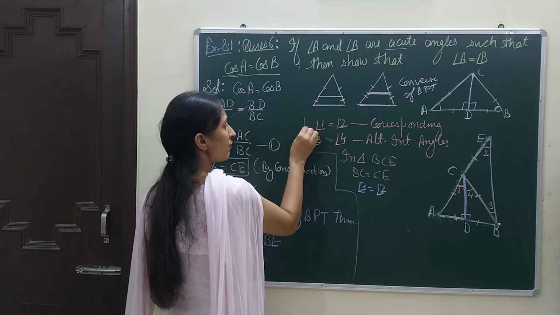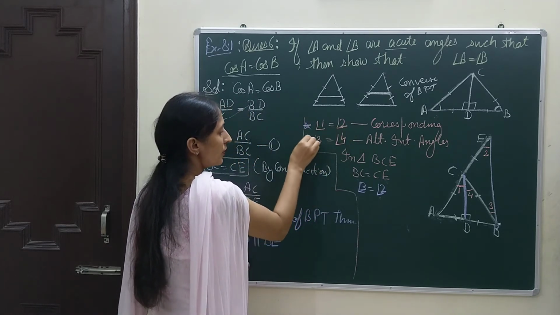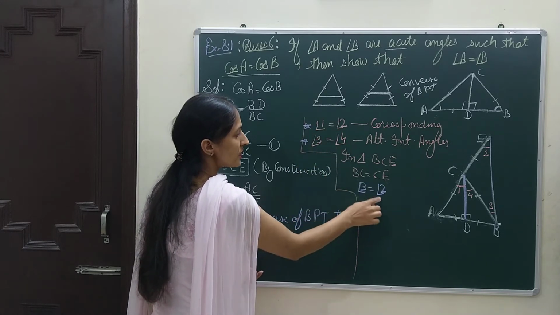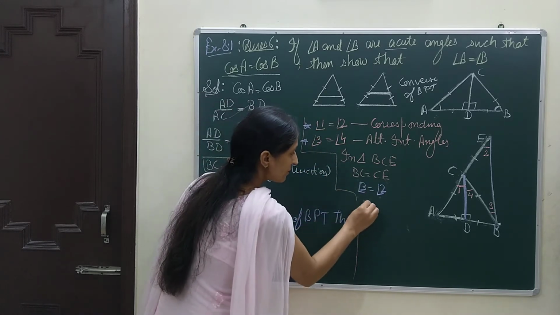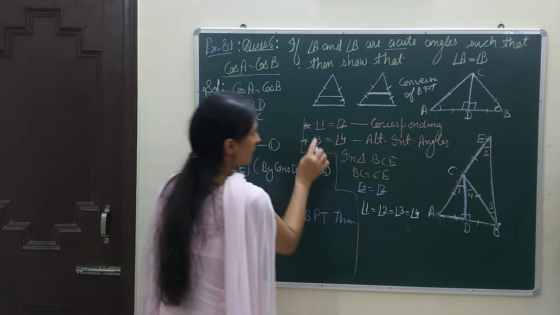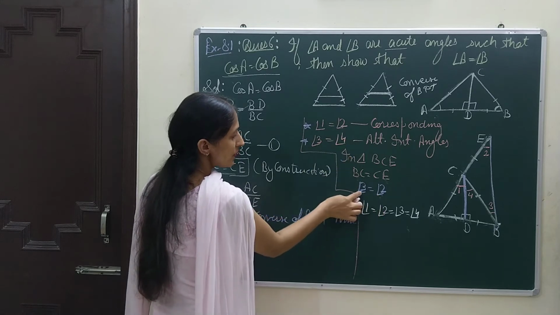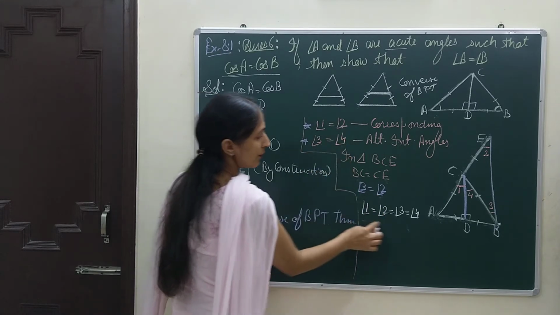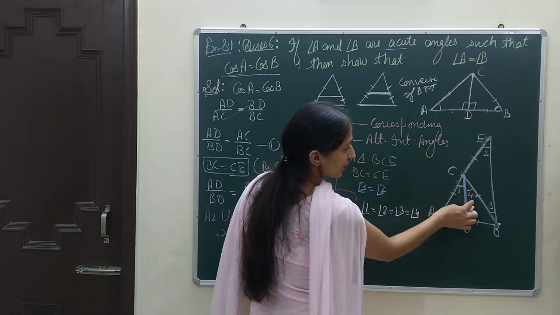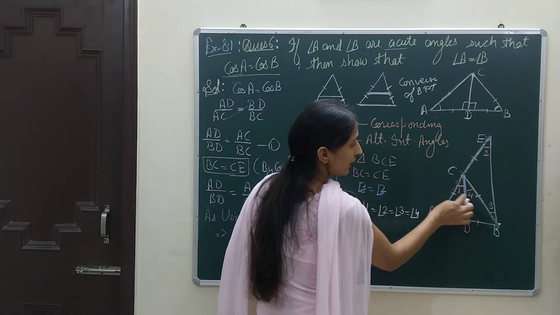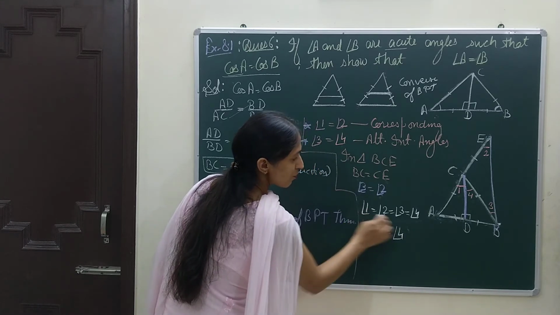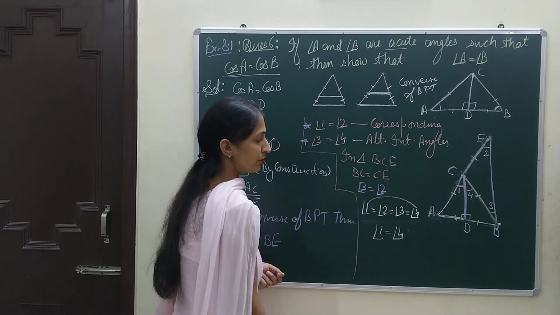So what result have we got? First is 1 equal to 2, then 2 equal to 3 and 3 equal to 4. That means all these angles are equal. Angle 1 equal to 2 equal to 3 equal to 4. That means all 4 are equal. If all 4 are equal, we will choose what is required. We need 1 equal to 4. So I will write 1 will be equal to 4. As all are equal, so first will also be equal to 4.